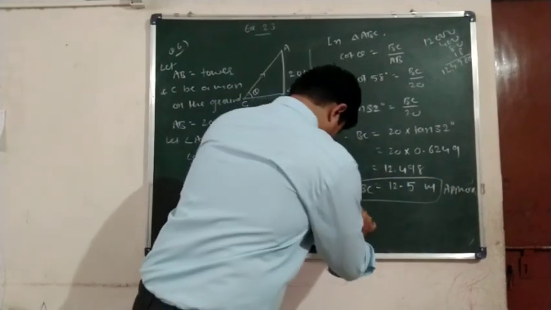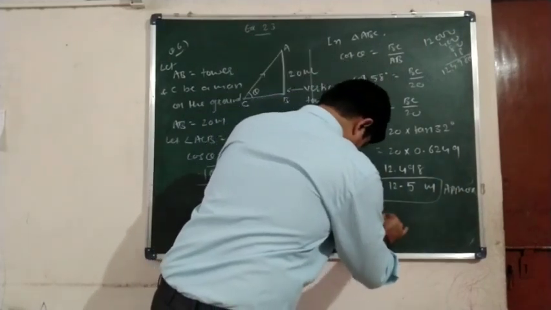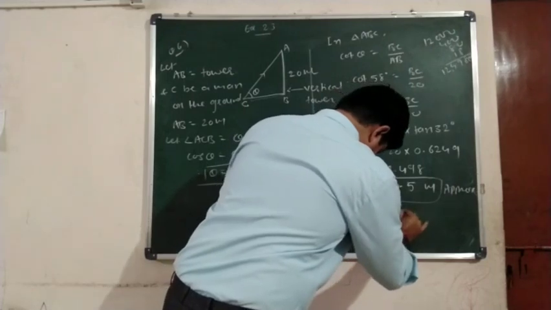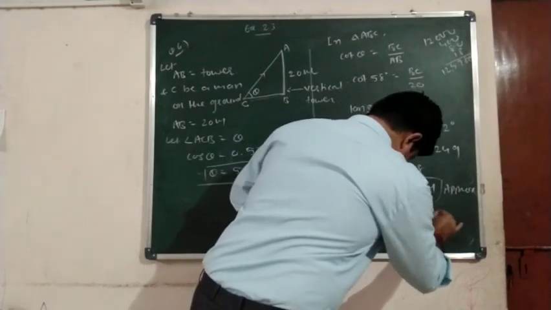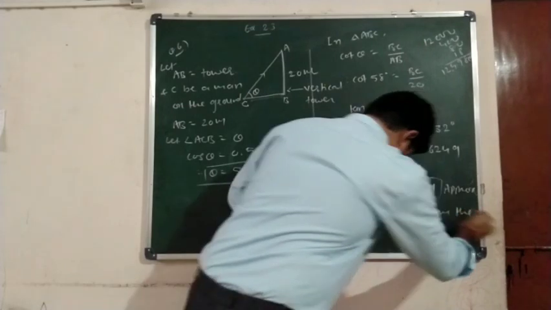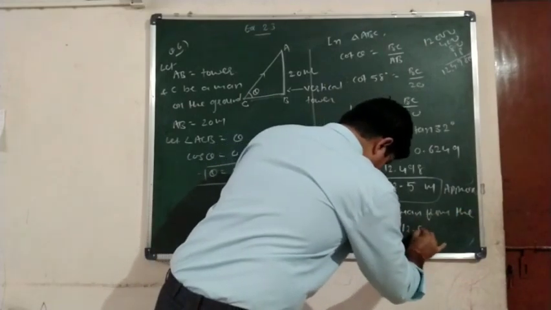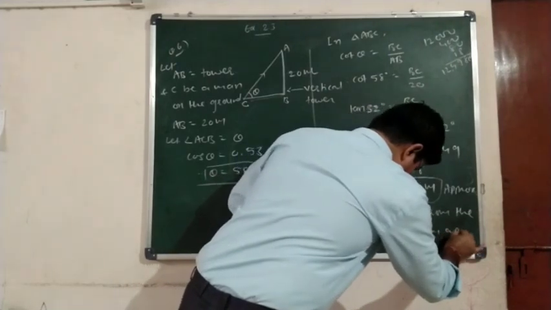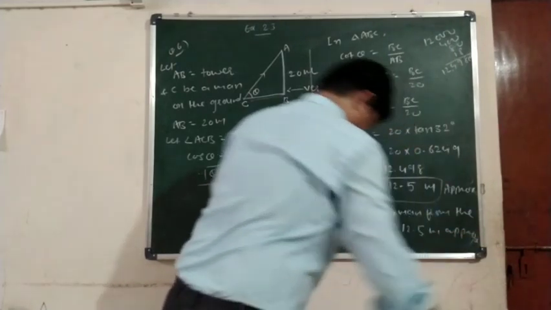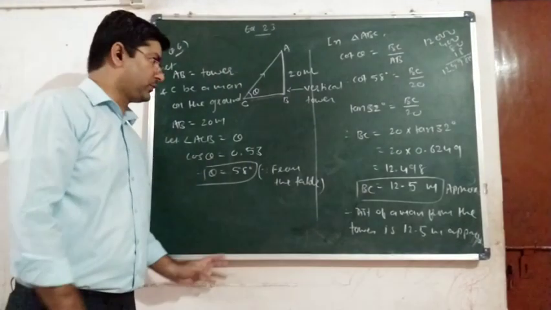And therefore the distance of the man from the tower is 12.5 meters approximately. Please note down.